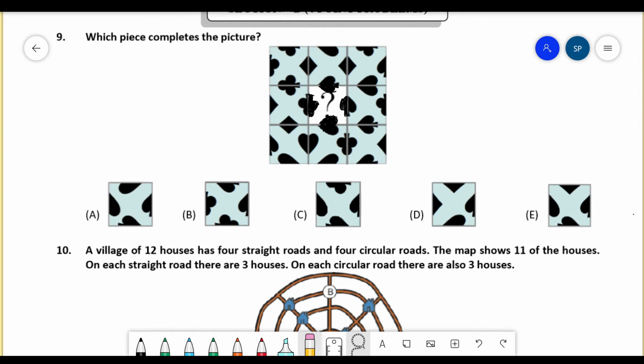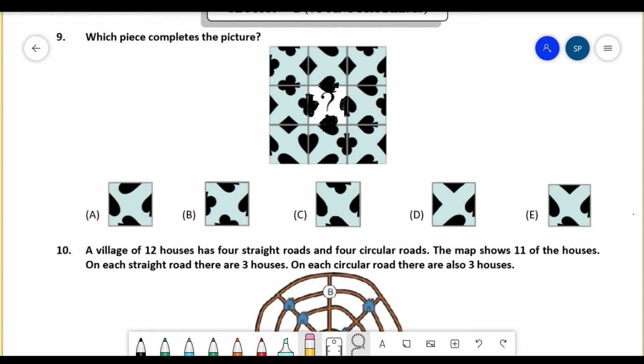9. Which piece completes the picture? Okay, they gave us a total of 9 tiles and wanted us to find the middle tile, which we did. I already drew what should be here. Now all we need to do is compare it to the options. Looking at the options, there should be 1 edge with the half of a clover, 2 edges with the half of a spade, and an edge with the half of a heart. We have to be careful because they might trick us by rotating the tiles.